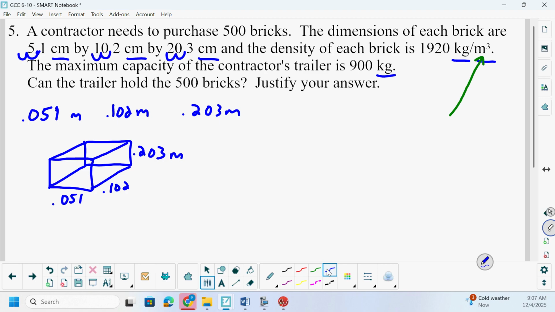So again, what I was getting at with the green arrow is nothing in the question is specifically saying find the volume. It's up to us to recognize that meters cubed is a unit of volume, and that's what tells us we must calculate the volume.